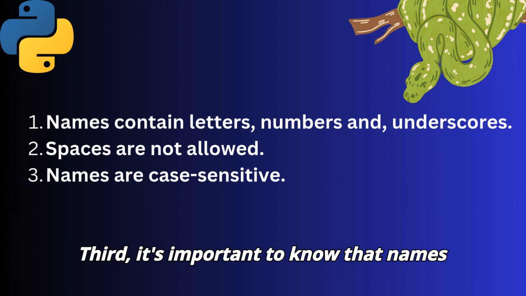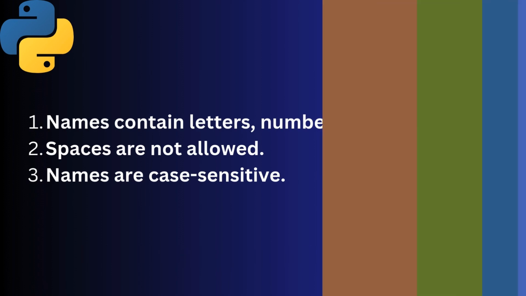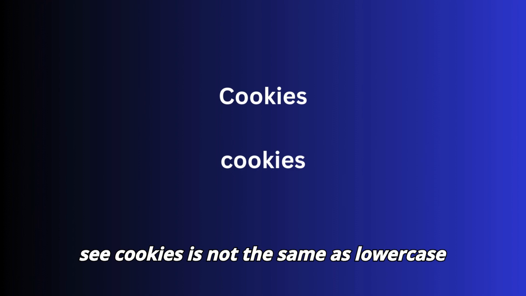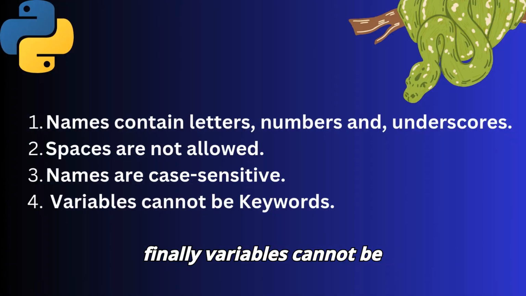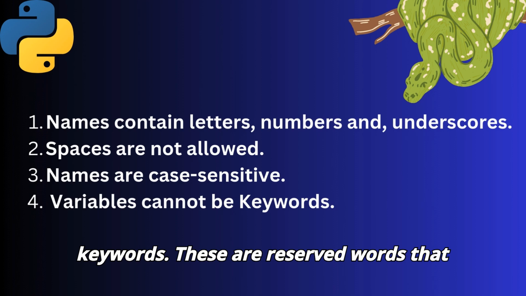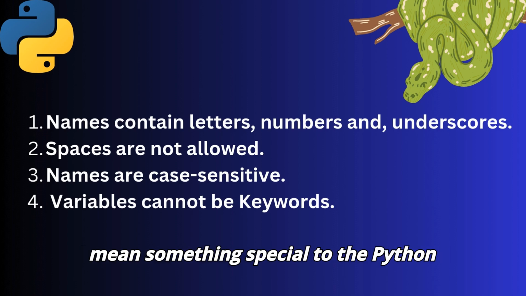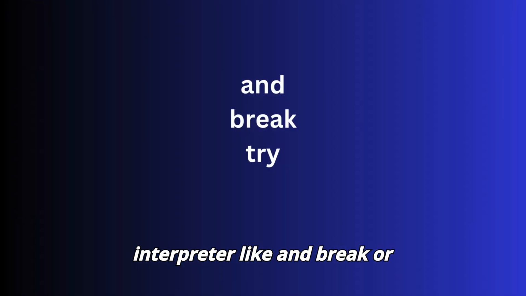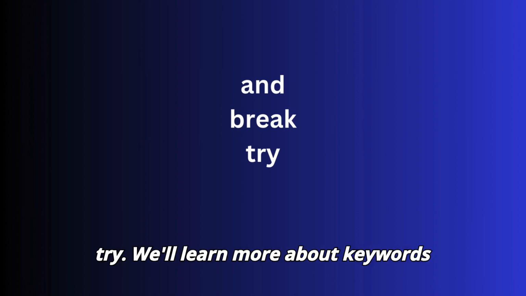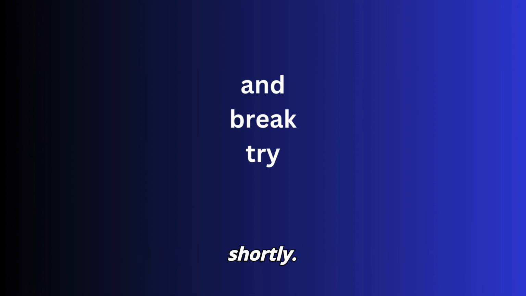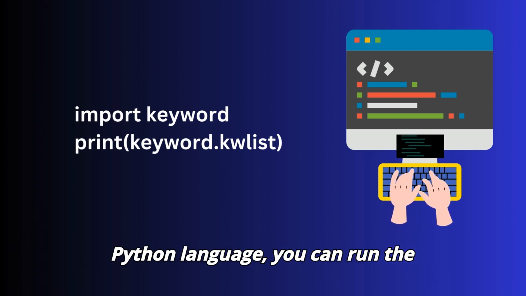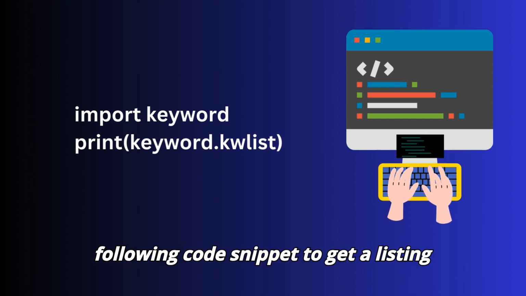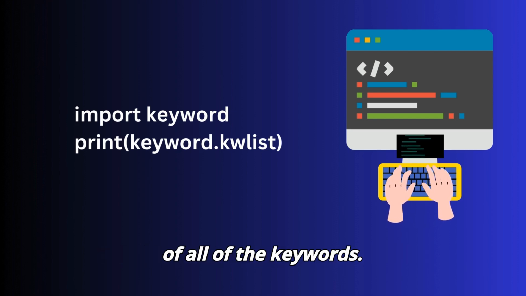Third, it's important to know that names are case-sensitive. Capital C cookies is not the same as lowercase c cookies. Python considers them to be 2 different locations in memory. And finally, variables cannot be keywords. These are reserved words that mean something special to the Python interpreter, like and, break, or try. We'll learn more about keywords shortly. However, if you're ever curious about the complete listing of keywords in the Python language, you can run the following code snippet to get a listing of all of the keywords.